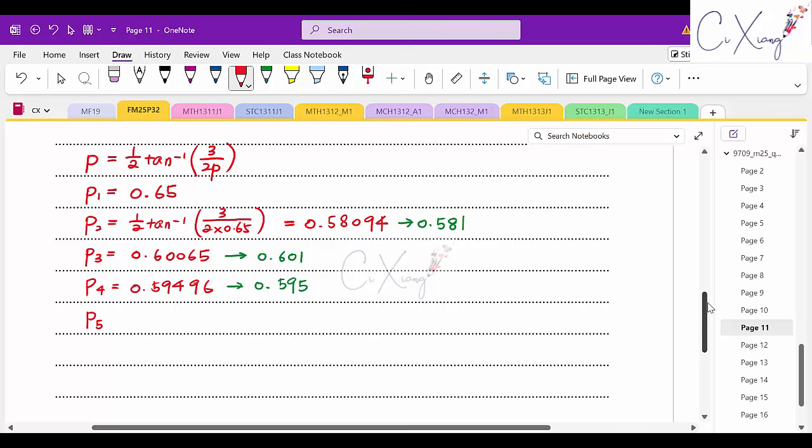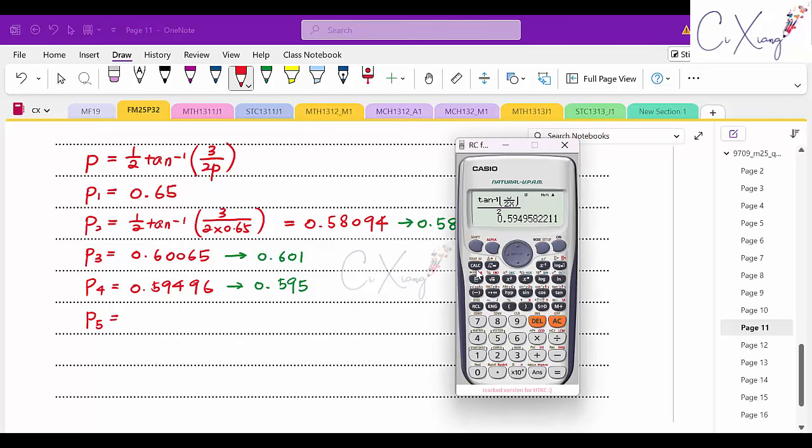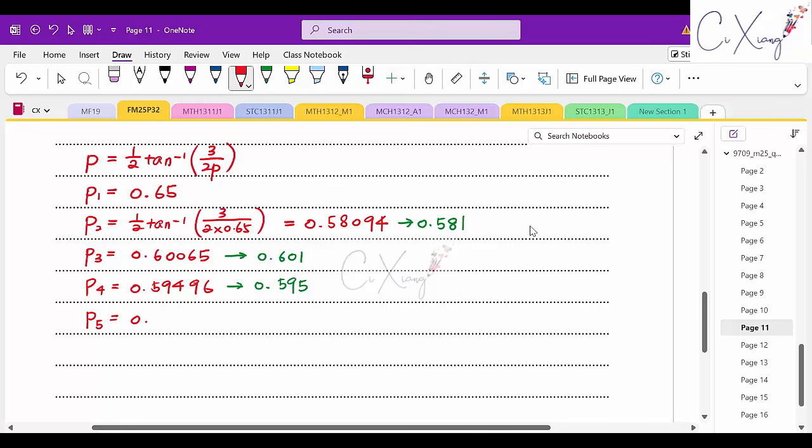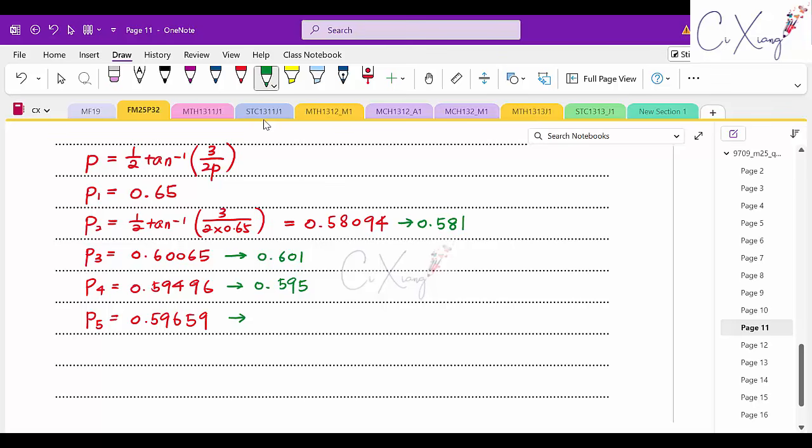Okay, so I continue for P5. I will substitute in 0.59496. Okay, so same thing happened. Calculate 0.59496, then equal sign. So you see 0.59659. Okay, 0.59659, right? Maybe you double check again. What is the 3 decimal places answer for this? You have 0.597. Still not repeated yet, so please continue further.